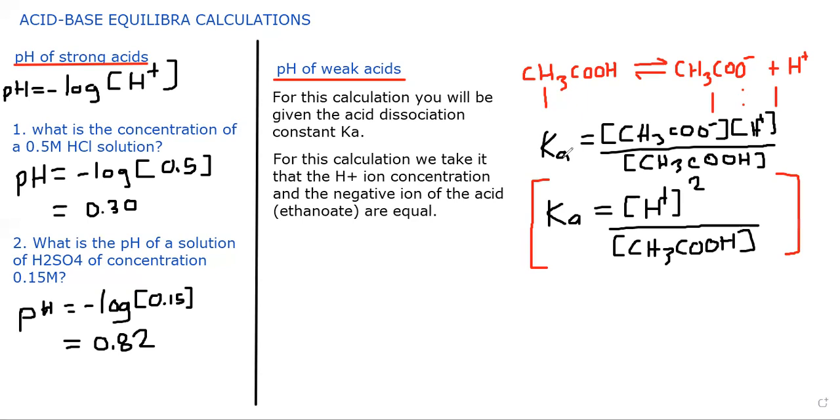Now I'm focusing on the calculation of the pH. So when they ask you to calculate the pH of a weak acid, they will give you the Ka. Now remember the formula is what? pH is equal to negative log concentration of the hydrogen ions. So the first thing you will need to do is find the concentration of the hydrogen ion. So for a weak acid, you are going to write this formula. I am going to transpose it to get the hydrogen ion concentration.